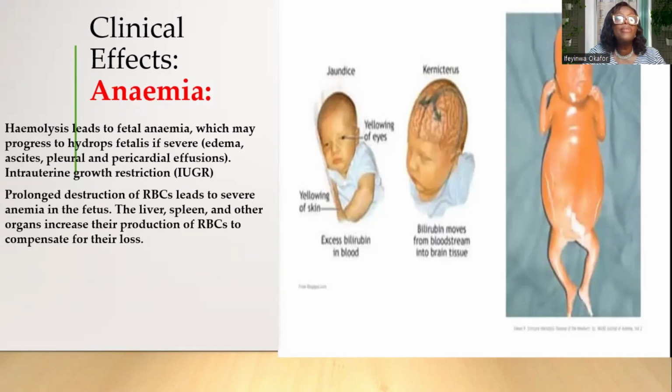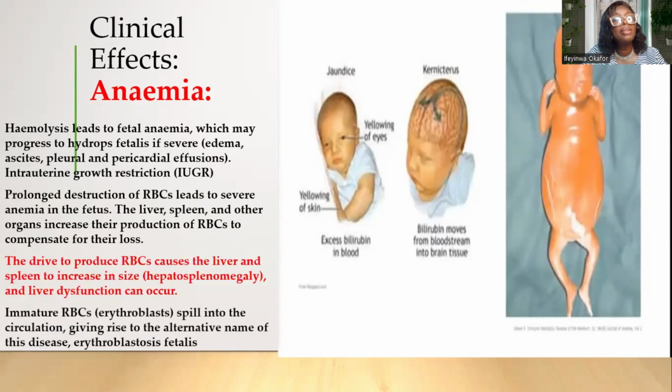And as a result of that, the liver, the spleen, and other organs try to increase their production. That is, extramedullary erythropoiesis continues to occur to compensate for the loss of red blood cells happening in the baby's circulation. Now, the drive to produce red blood cells causes the liver and the spleen to increase in size. You have what we call hepatosplenomegaly, and liver dysfunction can also occur. And then you have immature red blood cells, that is erythroblasts, spilling into the baby's circulation, giving the alternative name for this disease, erythroblastosis fetalis.